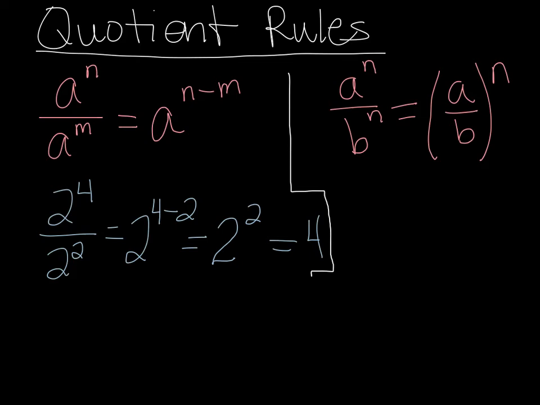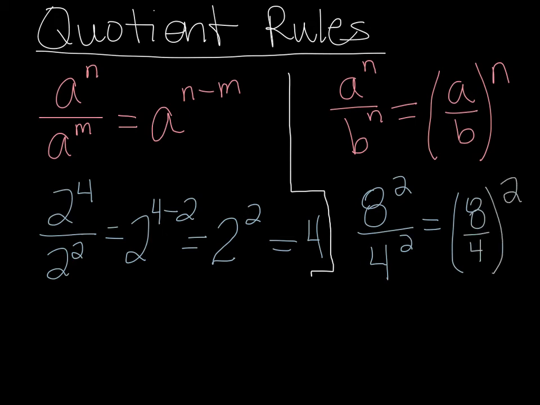Here we have 8 to the second power divided by 4 to the second power. So here we're going to look at the bases. 8 divided by 4 to the second power. And we know 8 divided by 4 is equal to 2 to the second power. And 2 squared is equal to 4.